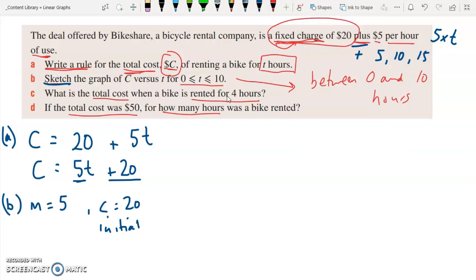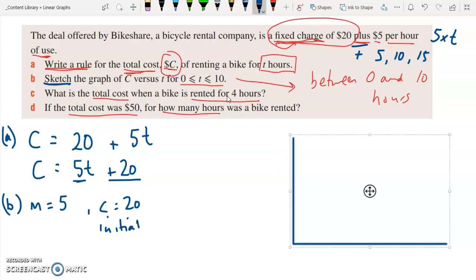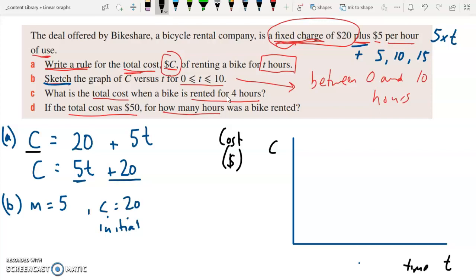In application problems, we just want to use the first quadrant. Now, this next part is very important. We want to label our axes appropriately. Our cost is dependent on what happens over time. So up here we have our cost in dollars, C, and down the bottom here we have t, so time.